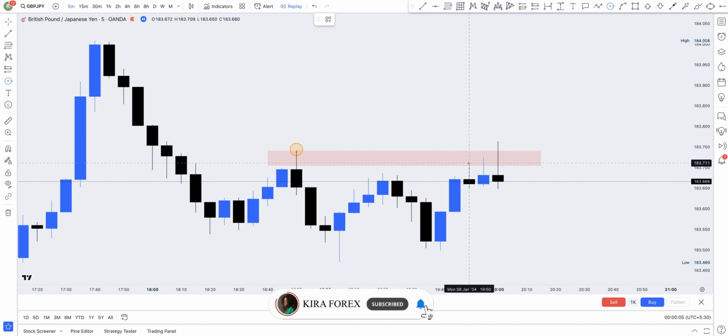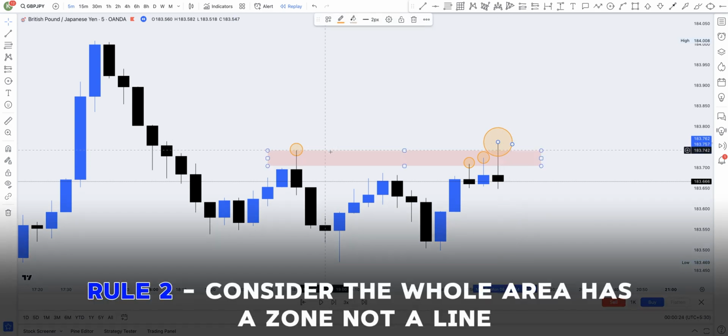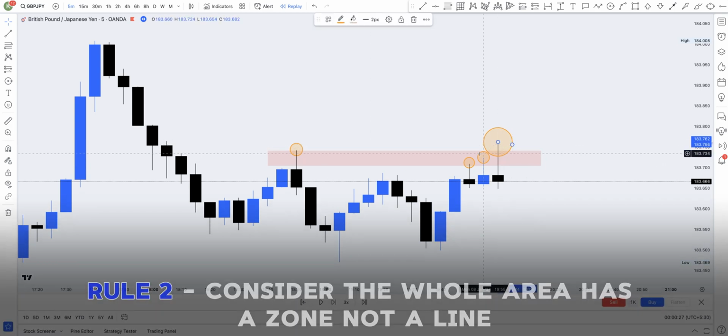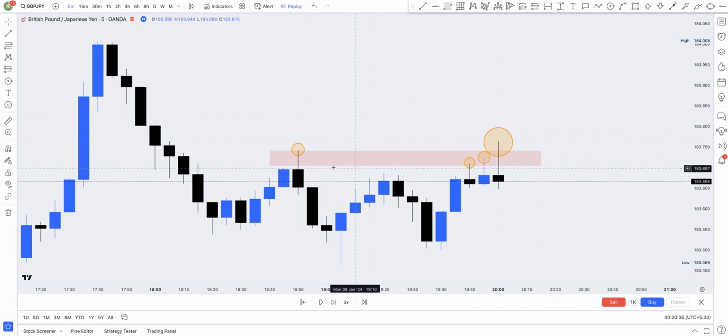We also have another rejection here. You can see that buyers were trying to push price to the upside and the sellers came in. This is also another rejection, and this is also another rejection. So we consider this zone as a resistance zone. Also, I talked about another rule where I said you consider the whole area as a zone and not a line. If we want to draw this as a line, we may not get what we want. So you consider this whole area as a zone and not a line. Now we are done drawing our resistance zone.